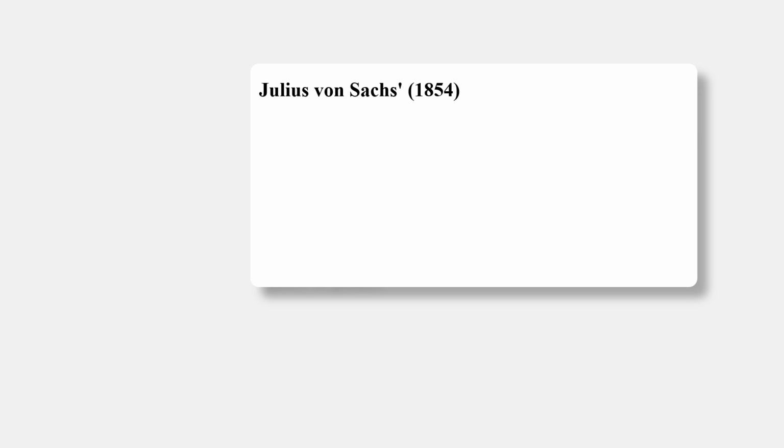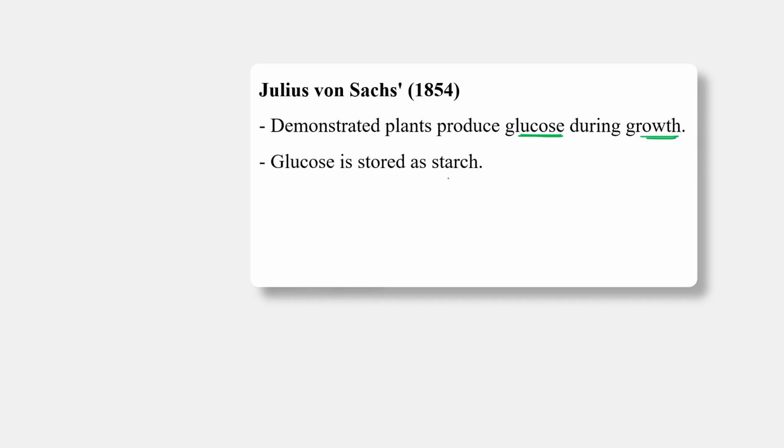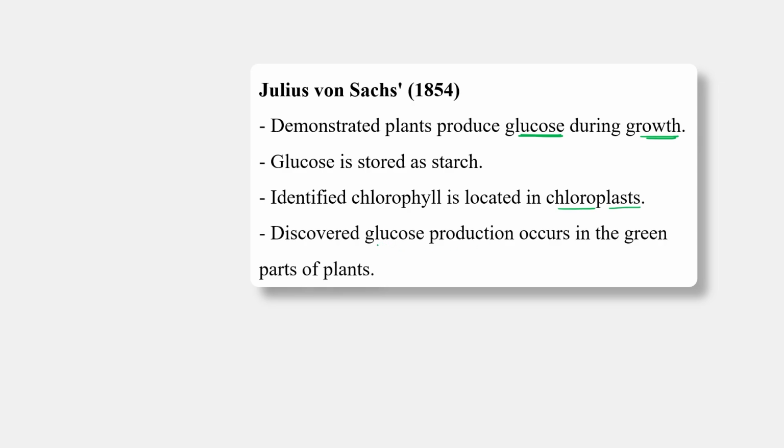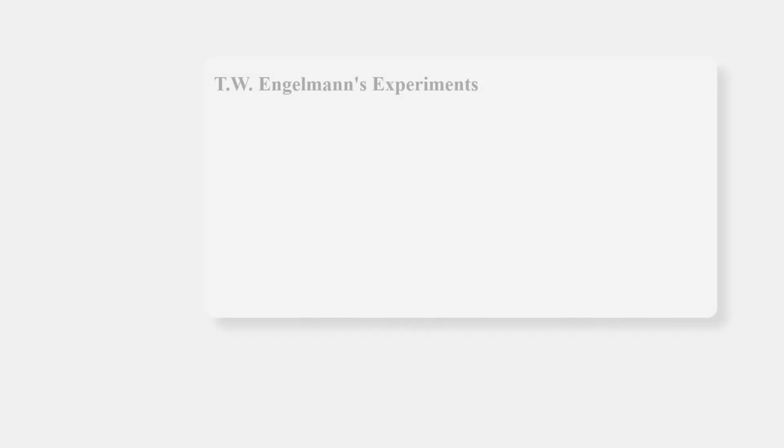Another scientist, Julius von Sachs, demonstrated that a plant produces glucose during growth, and glucose is stored as starch. Okay, he identified chlorophyll, and that this chlorophyll is located in the chloroplast. So he discovered glucose production occurs in the green part of the plant. This was his discovery. What he discovered? He discovered glucose production occurs in the green parts of the plant.